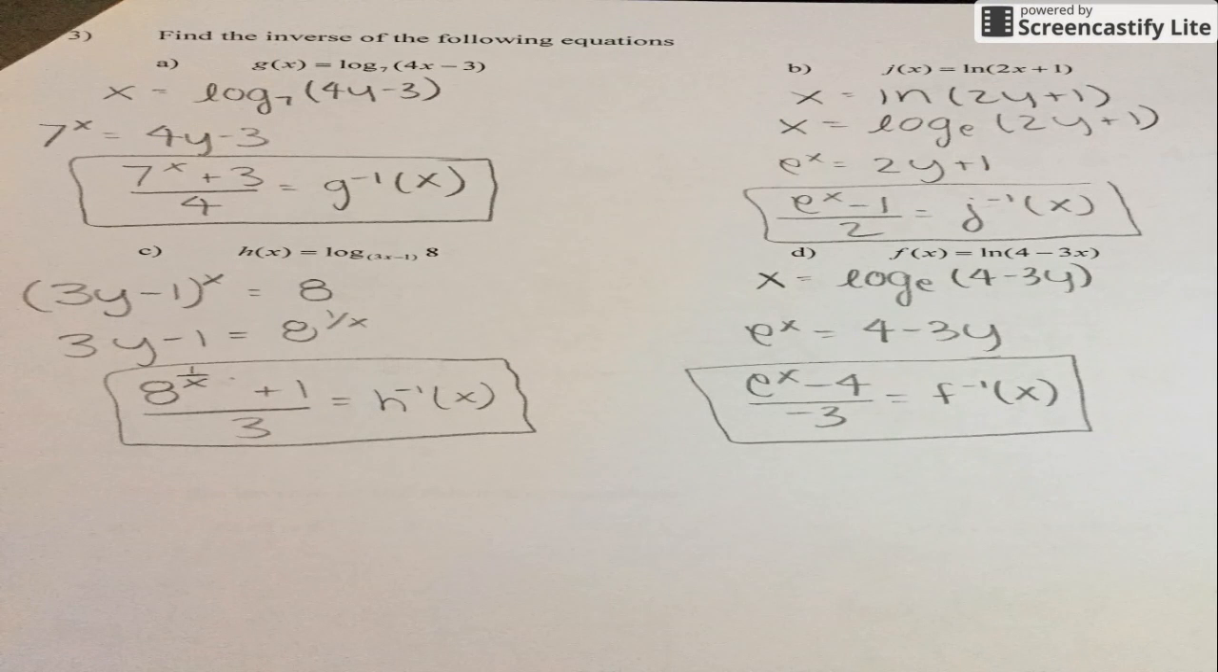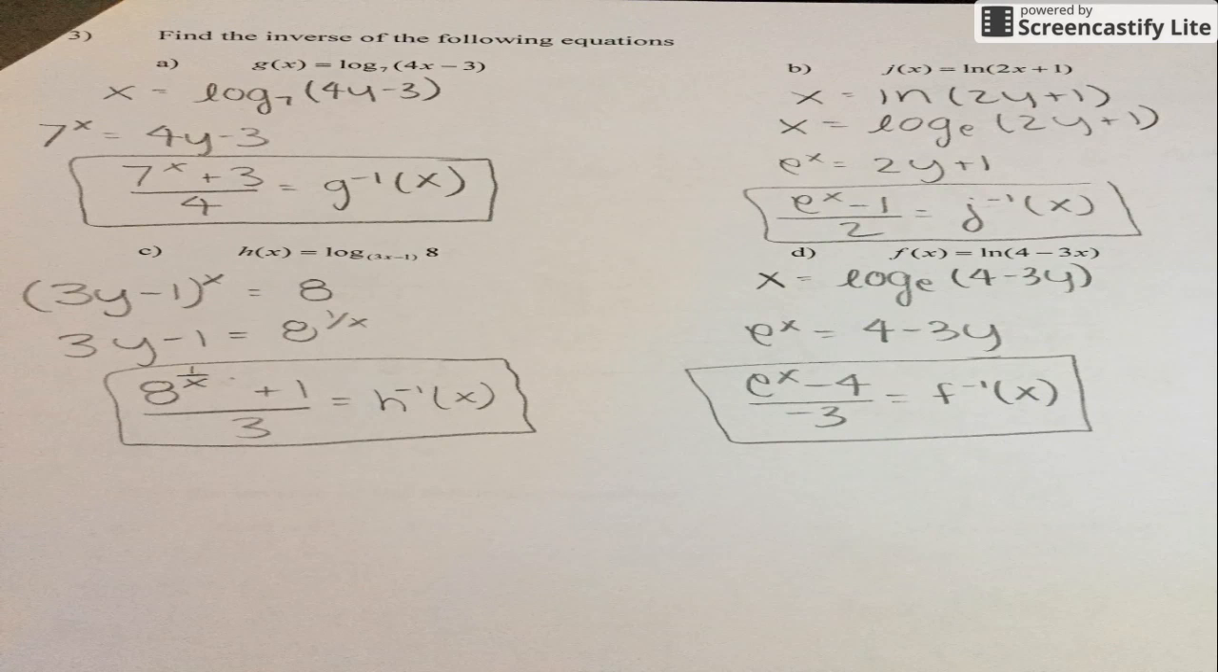And here are some other equations that are similar. These ones get a little bit different because you can put natural logs in there, which is what D is. And so the ln is pretty much the same as log e. So that's what I wrote on here. Instead of writing ln, I wrote log e of 4 minus 3y. And with those ones, e is the base.